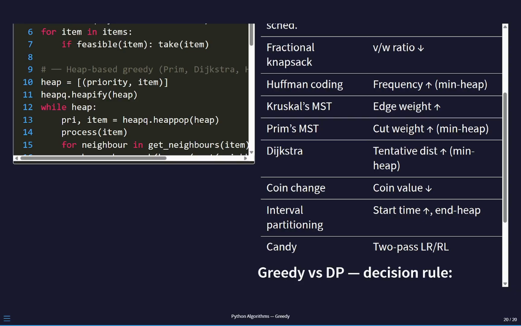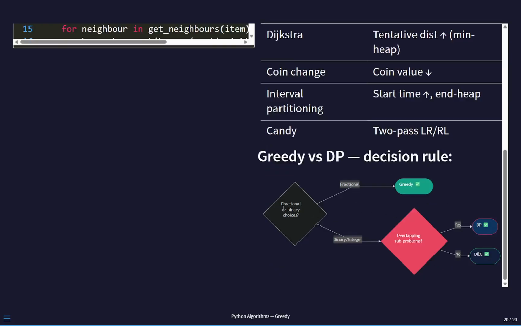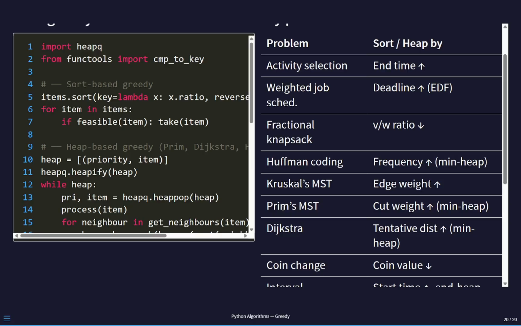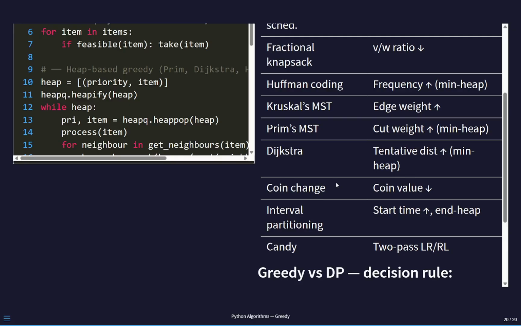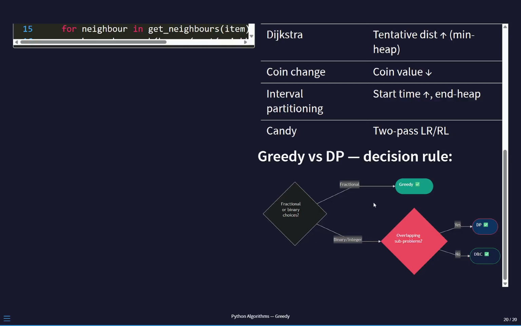The sort criteria table is worth memorizing cold. Activity selection, end time ascending. EDF scheduling, deadline ascending. Fractional knapsack, value/weight ratio descending. Huffman, frequency ascending via min heap. Kruskal, edge weight ascending. Prim, cut weight via min heap. Dijkstra, tentative distance via min heap. Coin change, coin value descending. Interval partitioning, start time with end heap. Candy, 2-pass left right. Every one of these criteria comes directly from the greedy choice property proof for that specific problem.